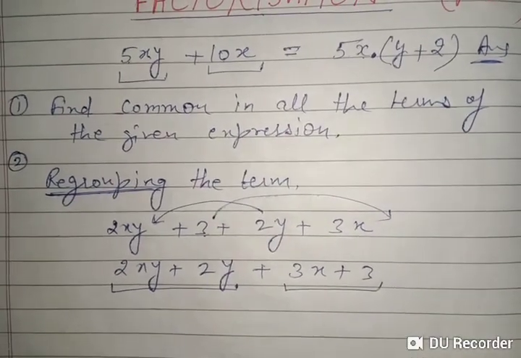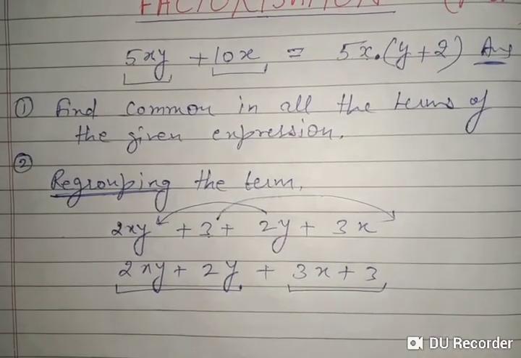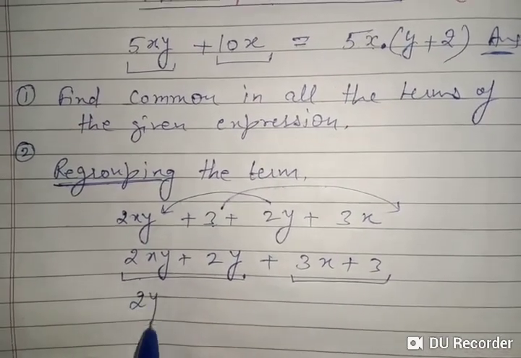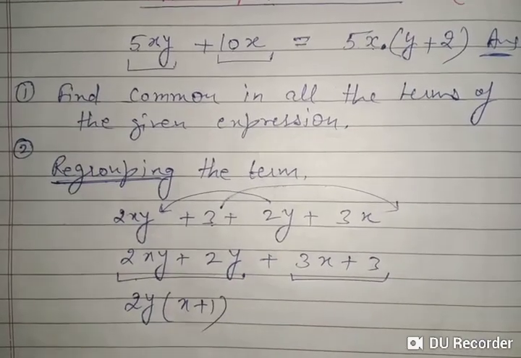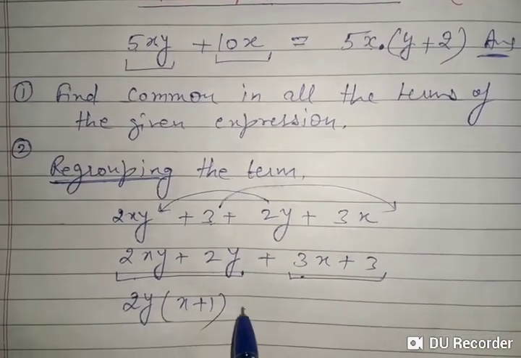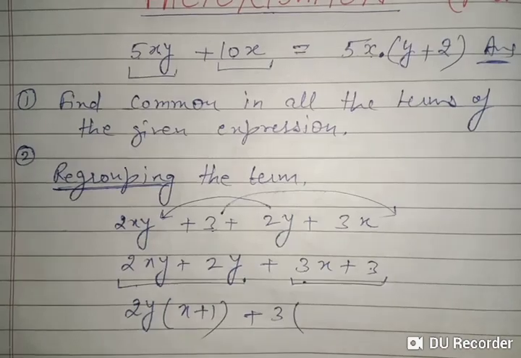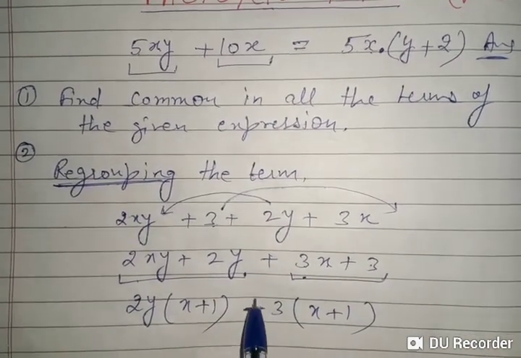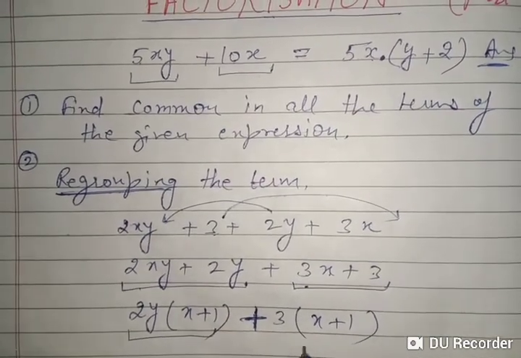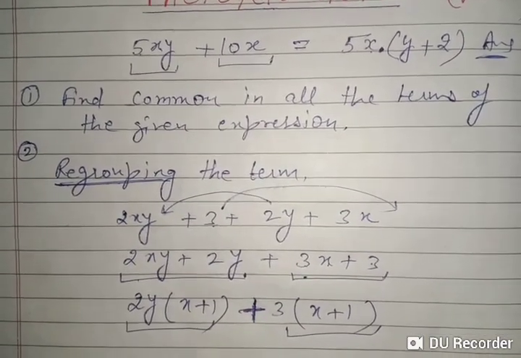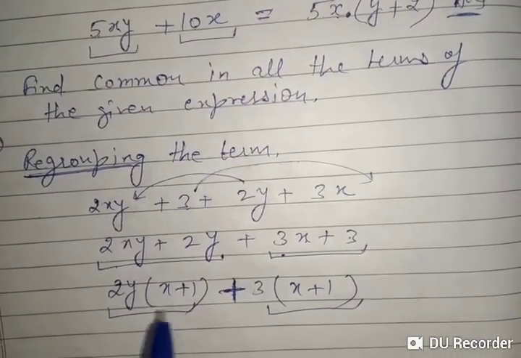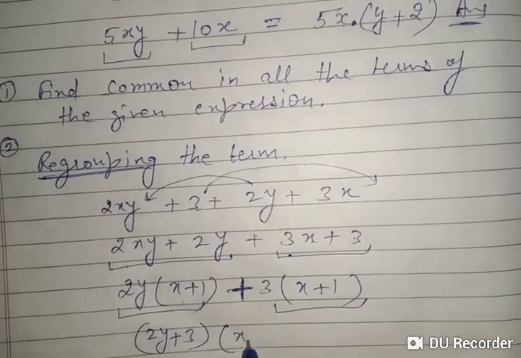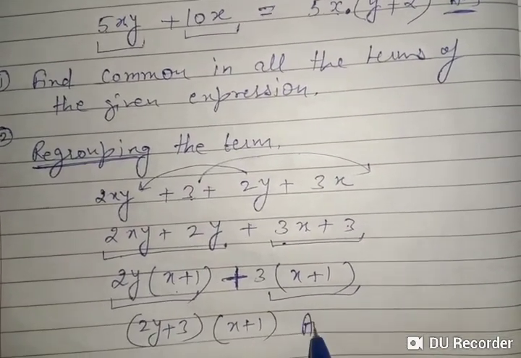Now we will again do our first step, find common. Is something common in it? Yes, 2 is common, y is common. What is left? x plus 1. In this, what is common? 3x and 3, it means 3 is common. What is left inside? x plus 1. Again the expression is in plus. This is the first term, this is the second term. So factorization is not done completely. Pick up these two numbers in one bracket and these two in one bracket. This is our final answer.